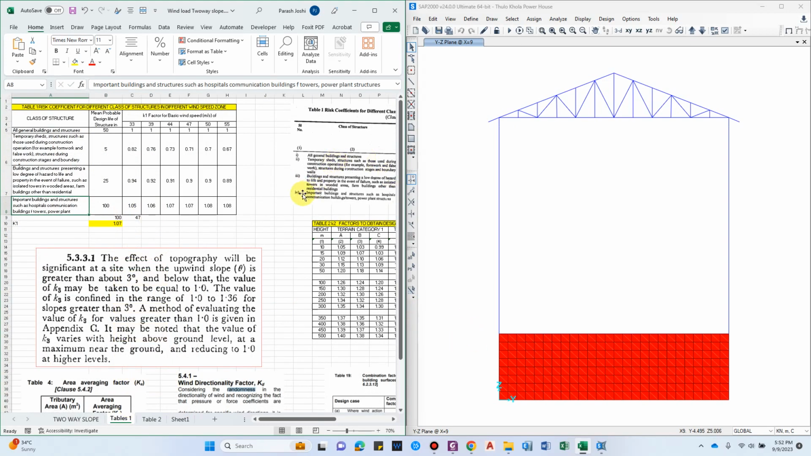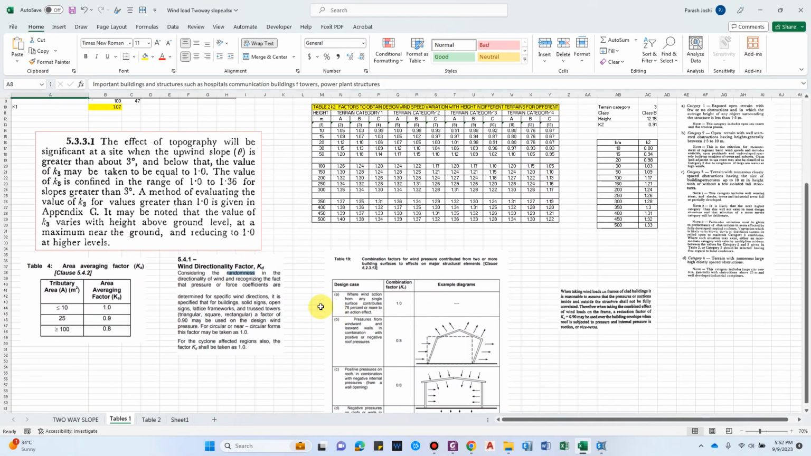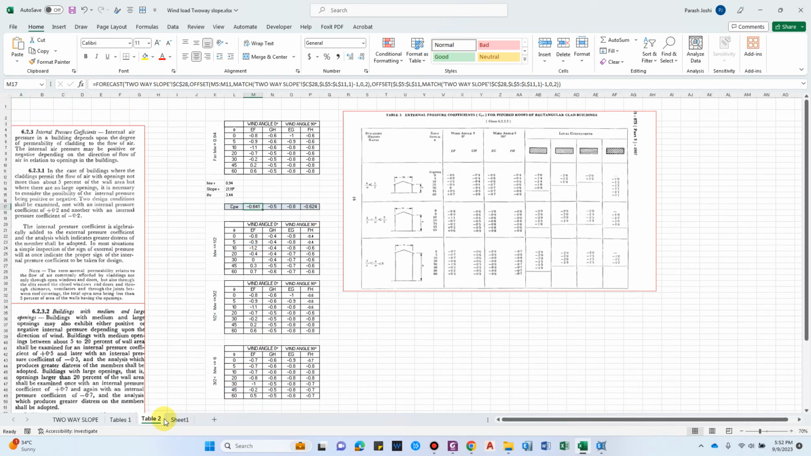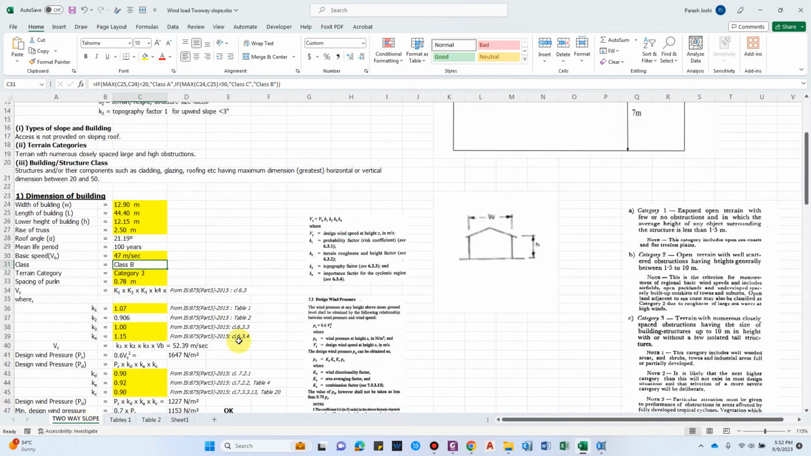The class of the building depends upon the dimension of the structure. If the dimension is less than 20 meter, it will be class A. If it is greater than 50 meter, it will be class C, and if the dimension is between 20 and 50, it will be class B.